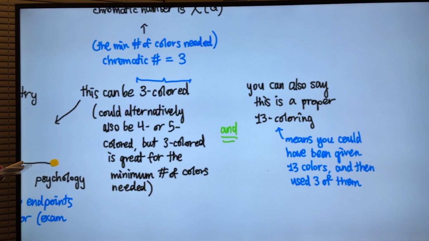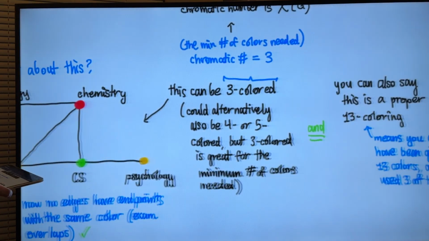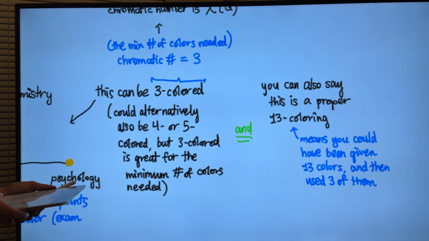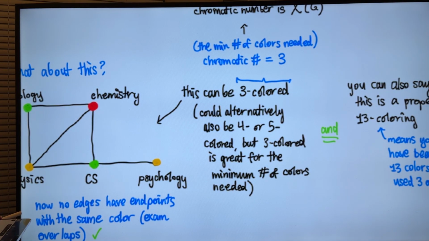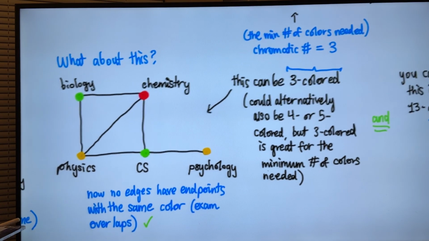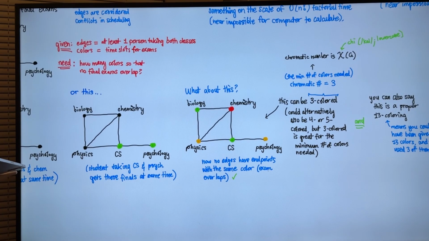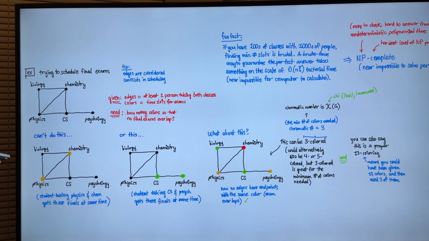And also, if we really wanted to throw it out there, we can also even say that this is a proper 13 coloring. Because what that means is you could have been given 13 colors and then decided to use 3 of them. That's okay. We're not judged on how many of all the colors we use. We just need to find how many we need for this to work, okay? But let's be honest, that's kind of time consuming, right?